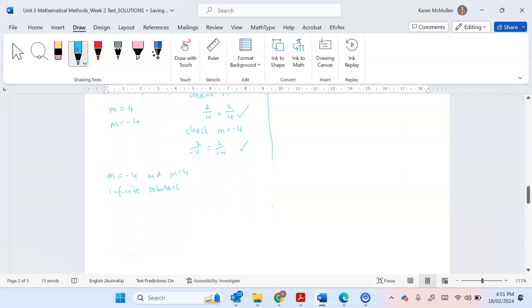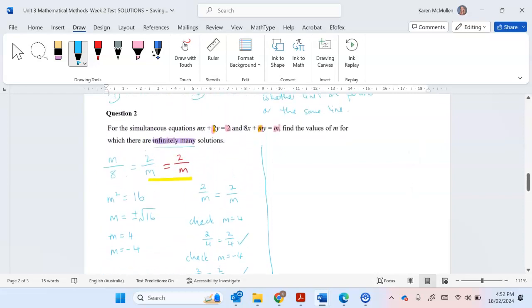Now, if the question asked for a unique solution, it means m can be absolutely any number your little heart desires except for -4 or 4. So for a unique solution, m is an element of any real value excluding -4 and 4. Now notice the squirrely brackets I use, because you're talking about a set of values, not a range of values.